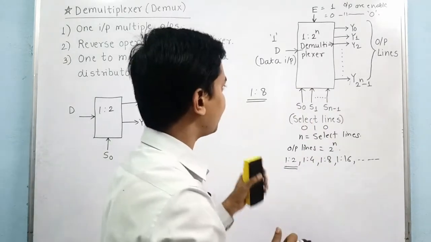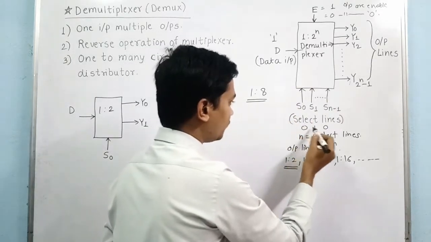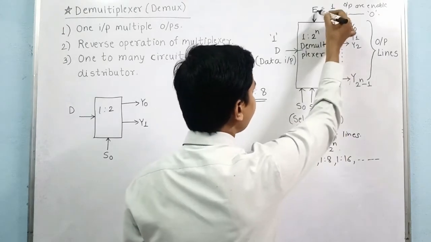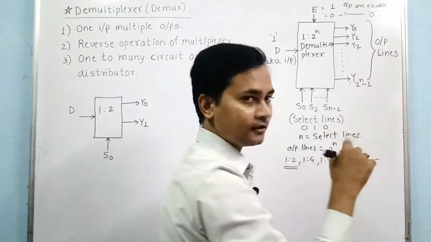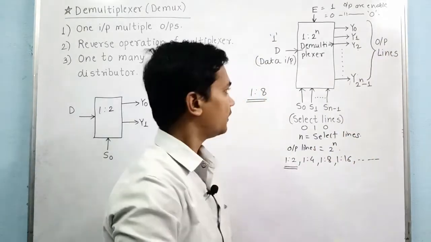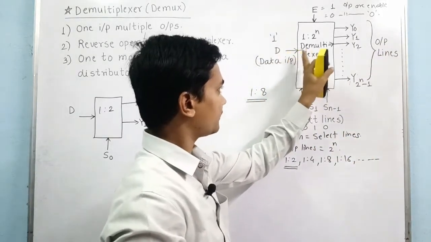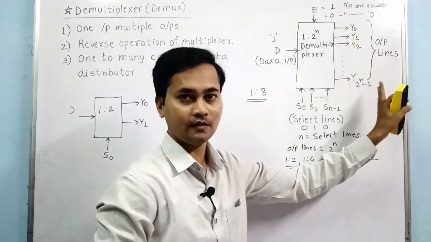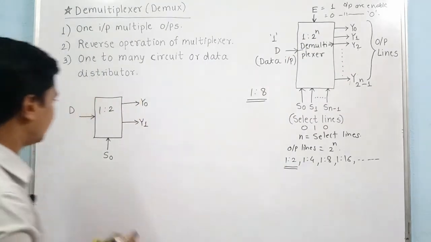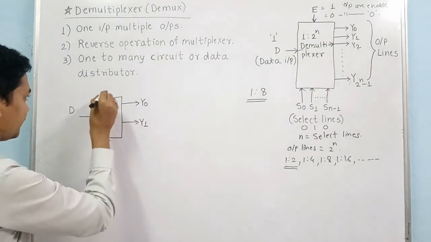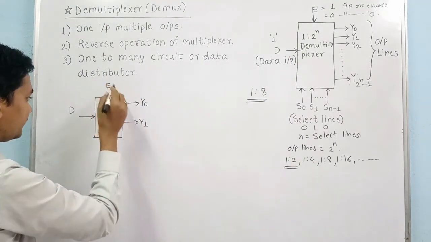Suppose you send 0 1 0 with E equal to 0, then all the output lines will be zeros. That means the data will not be sent over the output line. So this is the meaning of enable. Here it is also the same thing. You have one enable signal here.